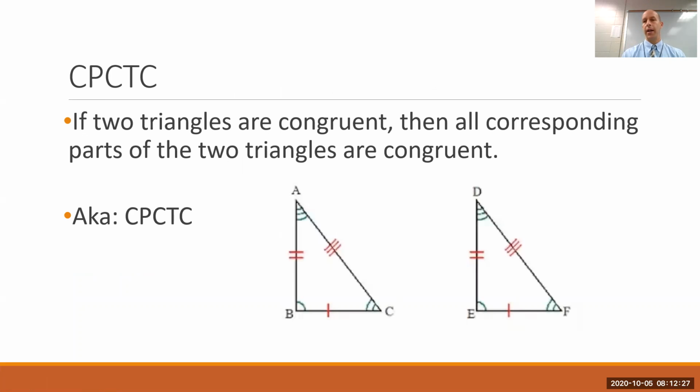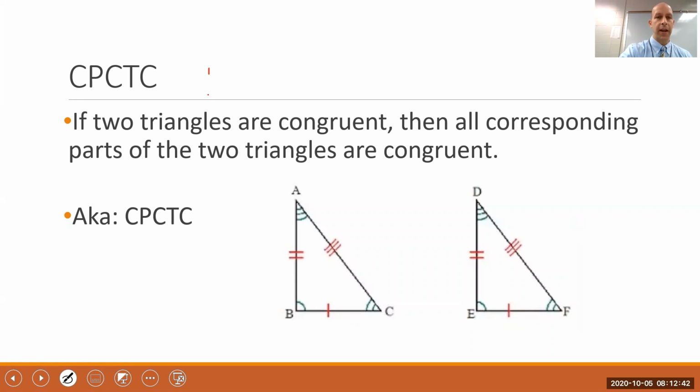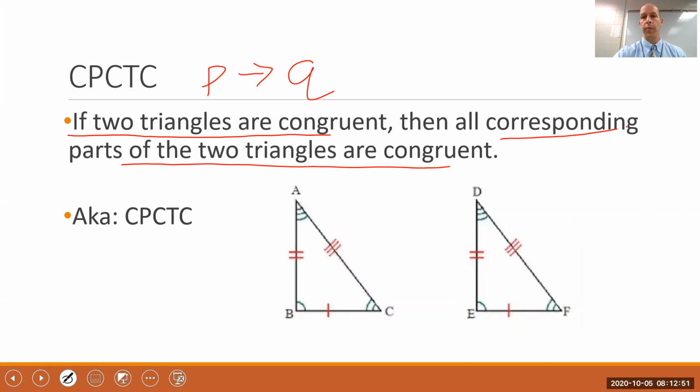So here's the big idea, and this is the only big idea for today. If two triangles are congruent, then all corresponding parts of the two triangles are congruent. So this is an if P then Q statement. So if two triangles are congruent, then all of their corresponding parts are congruent. Now, instead of having to write this out, you'll see me write the letters CPCTC.